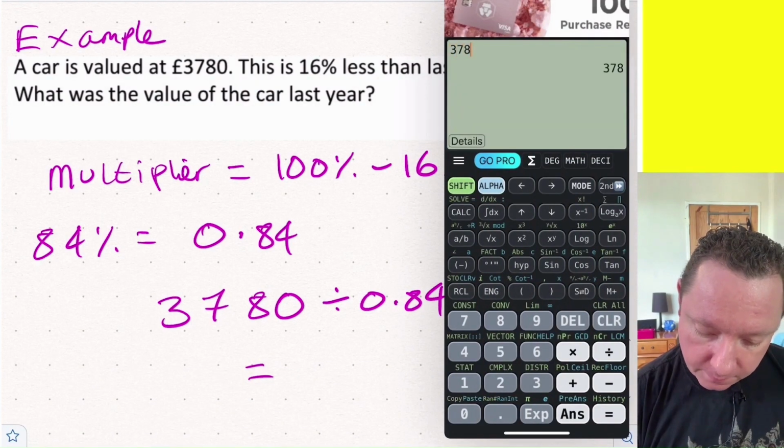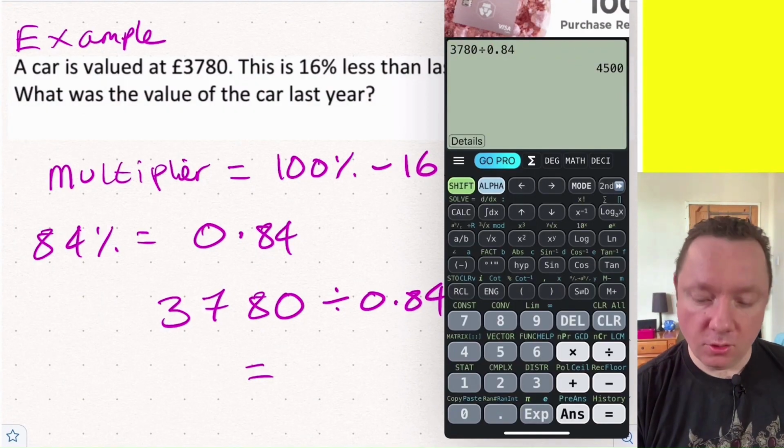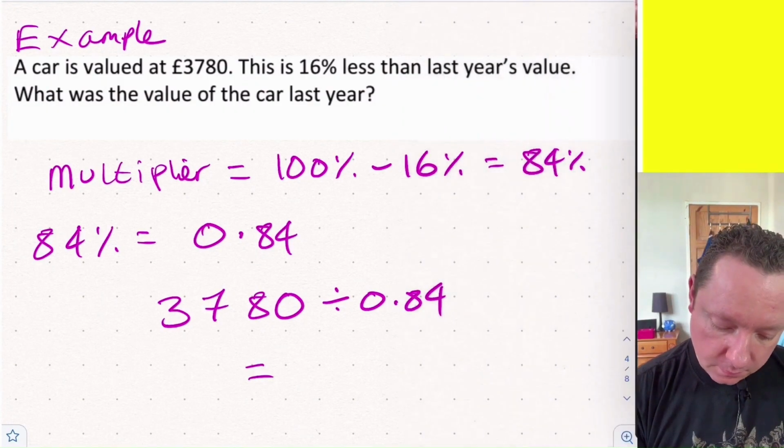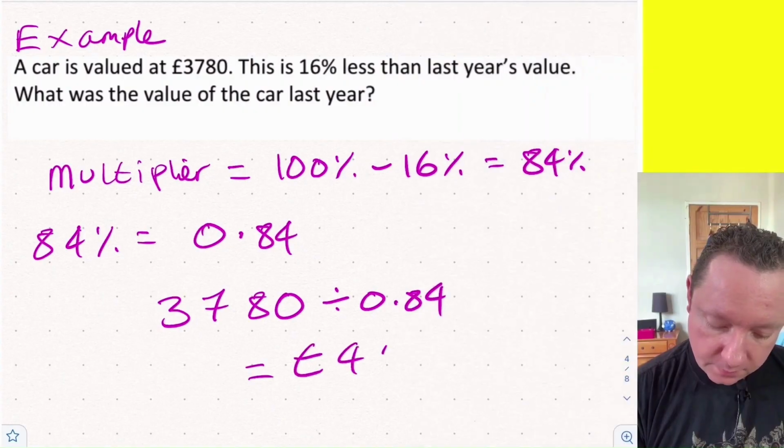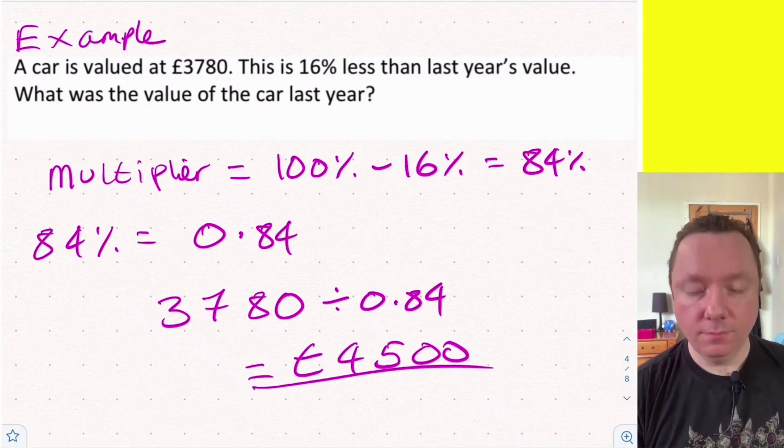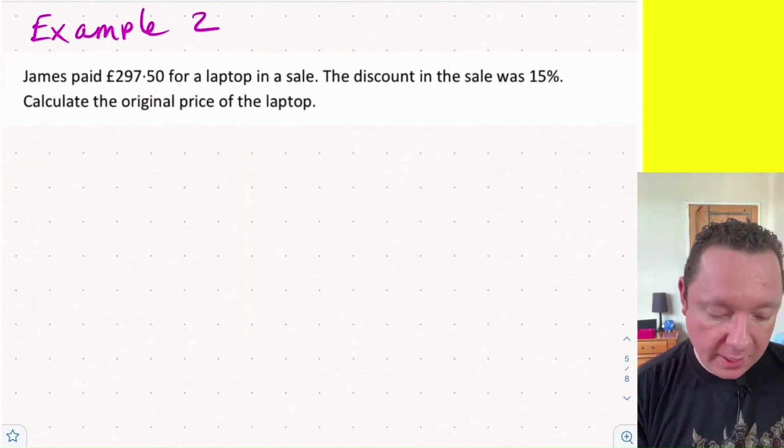$37.80 divided by 0.84. Oh, 4,500. Nice round number. Put a pound sign in it. Done. Next example. James paid £297.50 for a laptop.